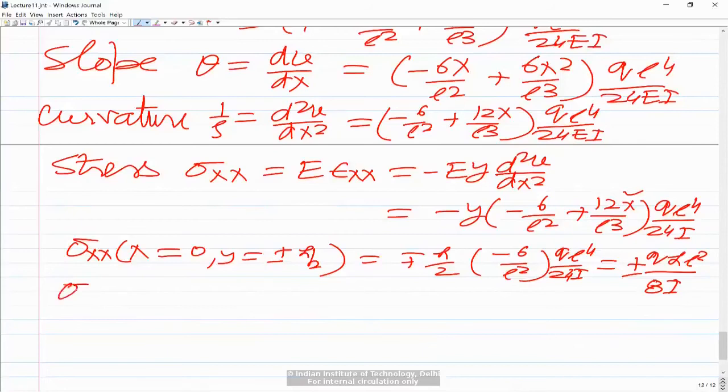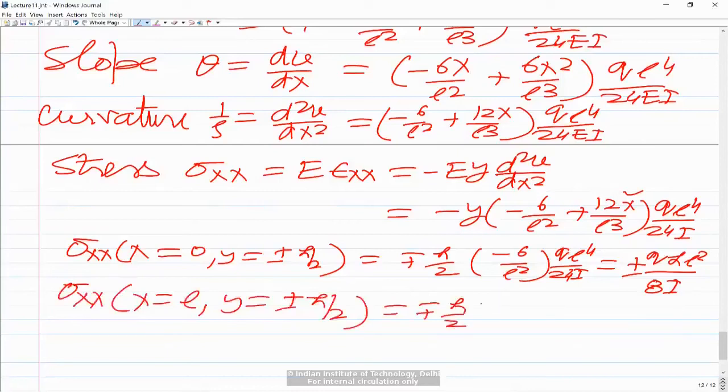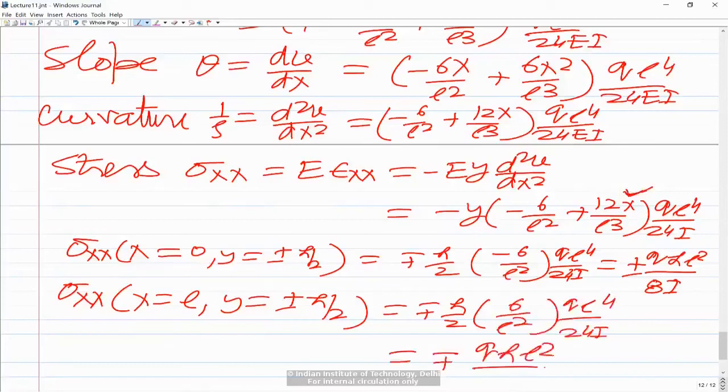So sigma xx at x equal to L, and again y equal to plus or minus h by 2, would be equal to, the same way, minus or plus h by 2 minus y. Then you put capital X equal to L, so you will get 6 by L square and then QL power 4 upon 24 I. If you simplify this, it will be minus or plus QHL square upon 8I. So this is the stress. So this is the right side.